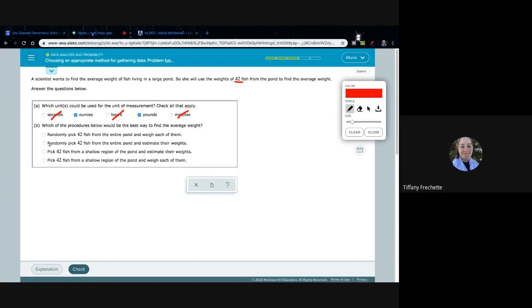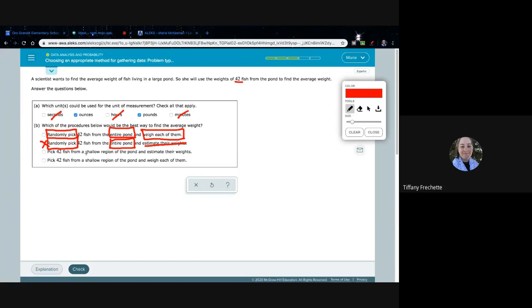All right, let's read through. Randomly pick 42 fish. I like randomly pick. That's good. I like that wording. From the entire pond. Entire pond, that's another good one. And weigh each of them. I like that also. She's weighing them in this case. I'm saying she, it just said a scientist. From the entire pond. So we have entire pond again, but this one says estimate their weight. Oop, I don't like that one at all. We don't want to estimate.